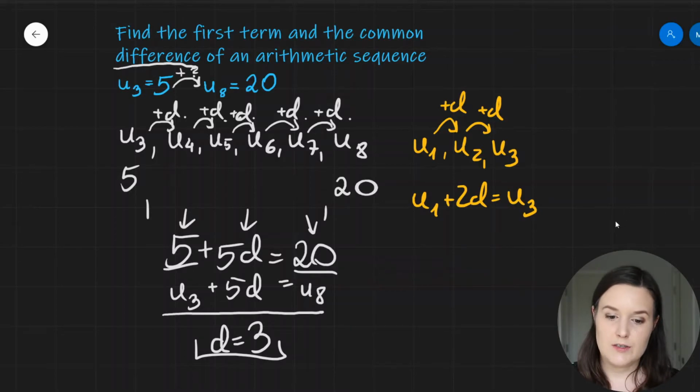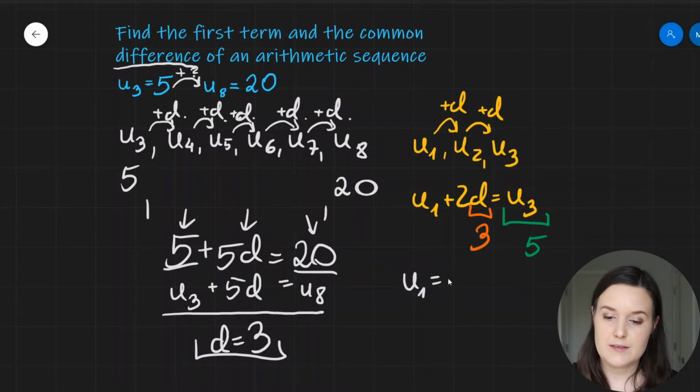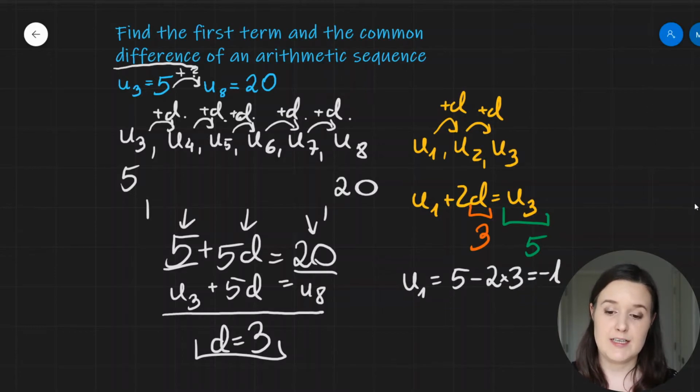Since U3 is given, U3 is 5, and we found D, it's 3, we can calculate U1. U1 is 5 minus 2 times 3, so minus 1. And that's it, that's the first term.